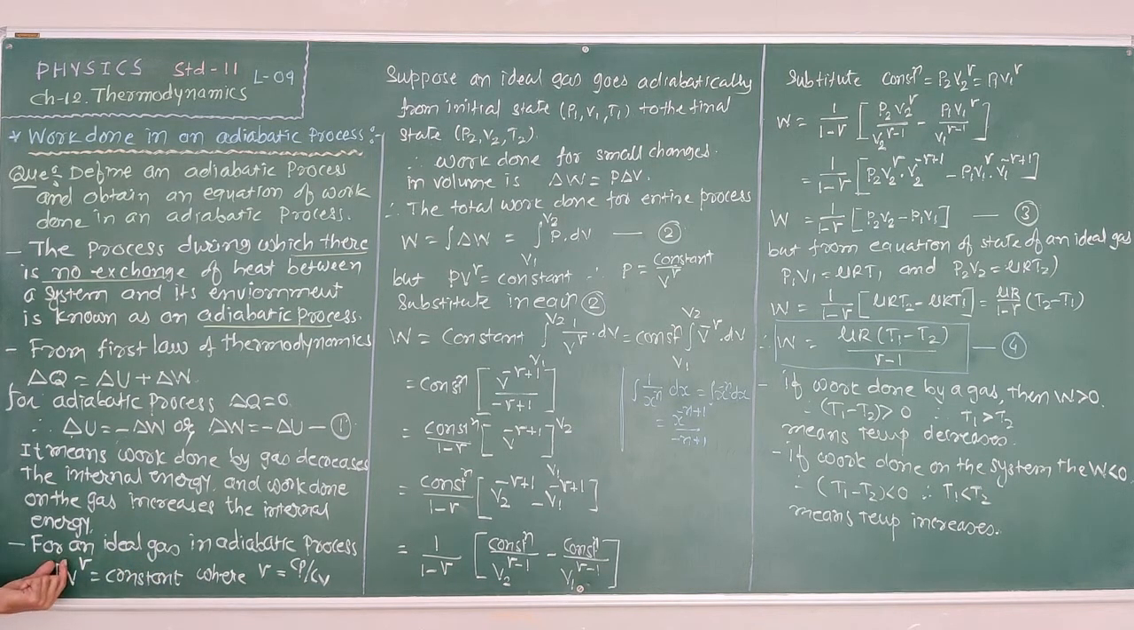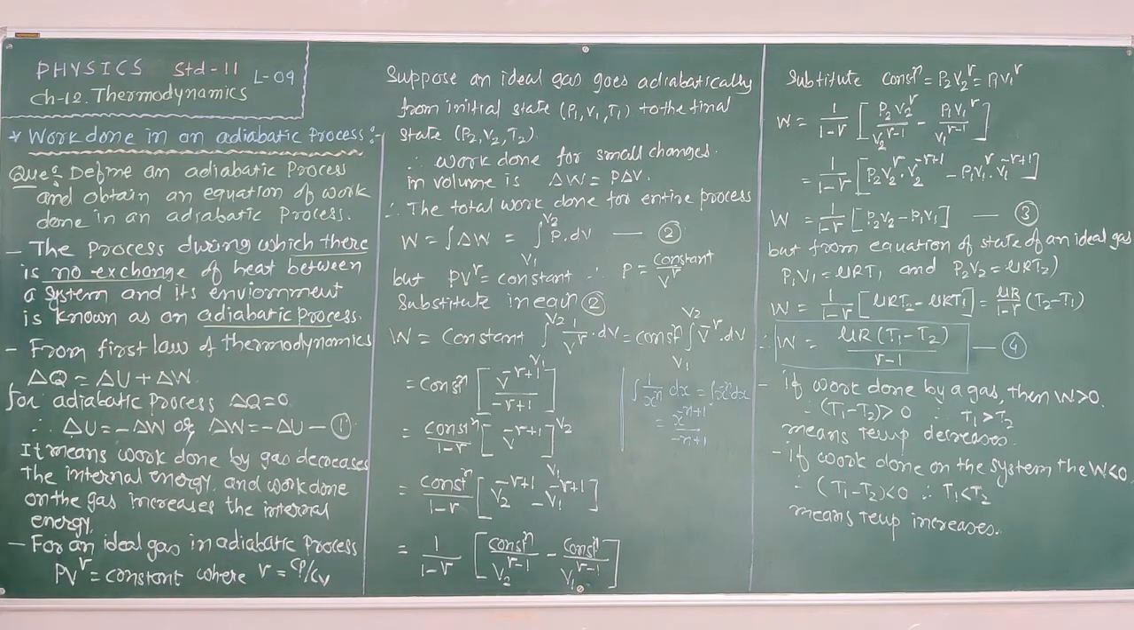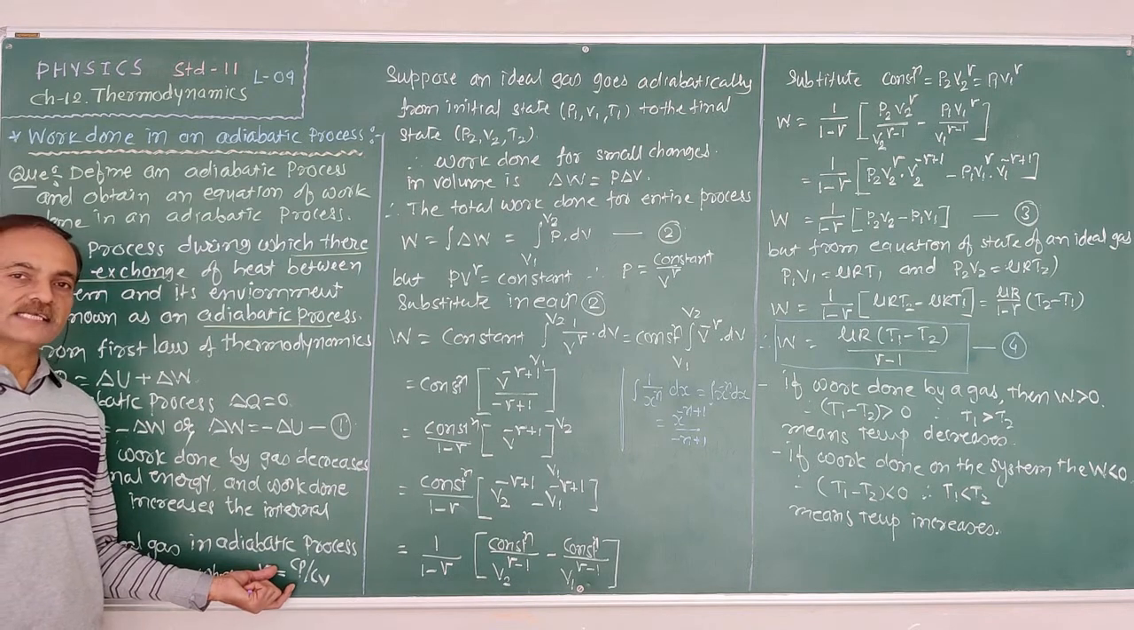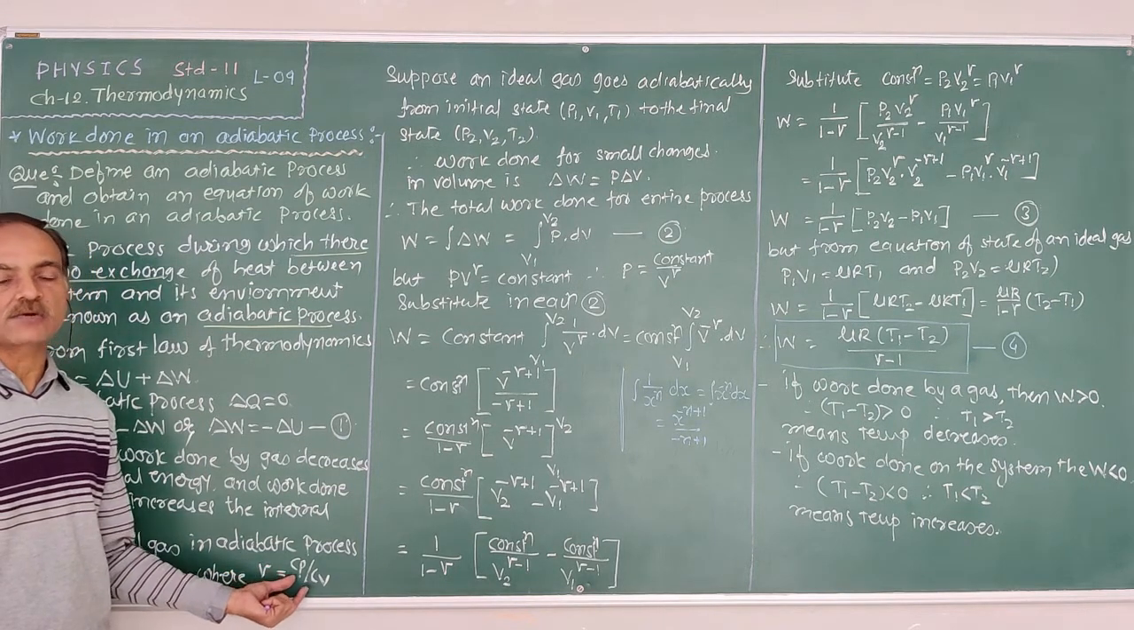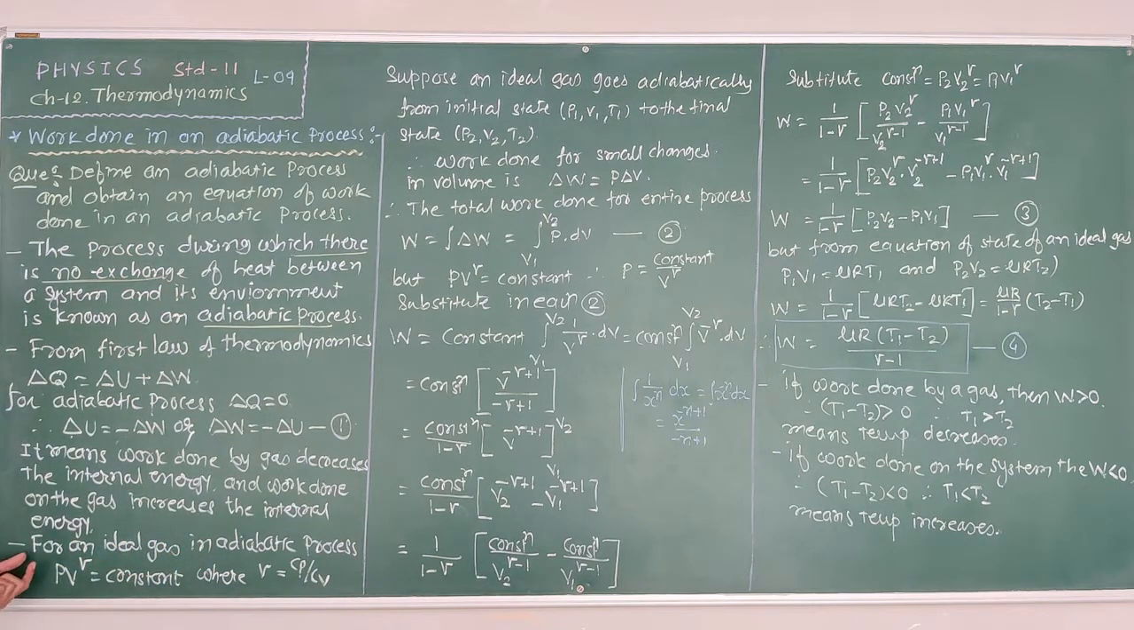What is the gamma? Already we discussed gamma is equal to Cp upon Cv, the ratio of the specific heat capacity at constant pressure and the specific heat capacity at constant volume. Again, for an ideal gas, in adiabatic process, PV to the power gamma is equal to constant. For isothermal process, we take PV is equal to constant only.